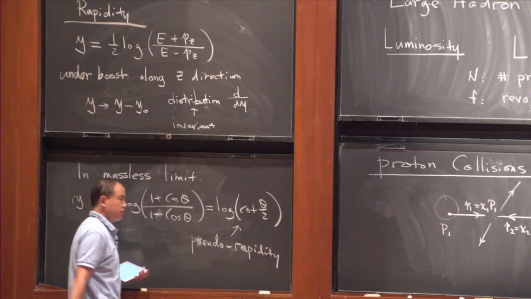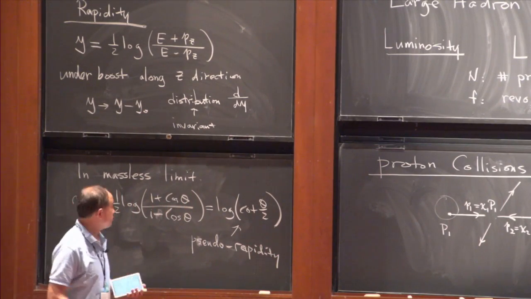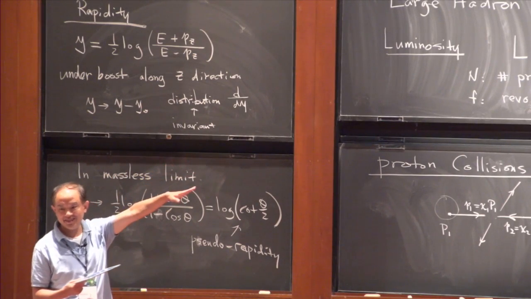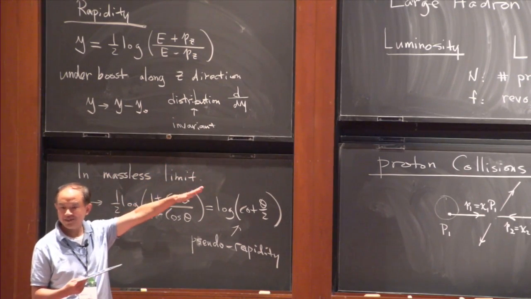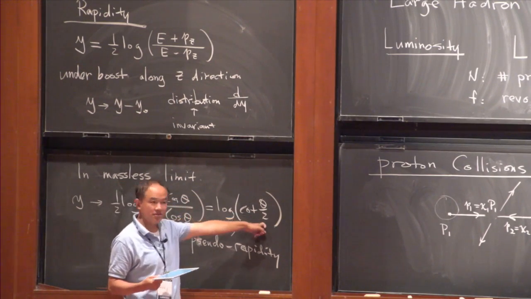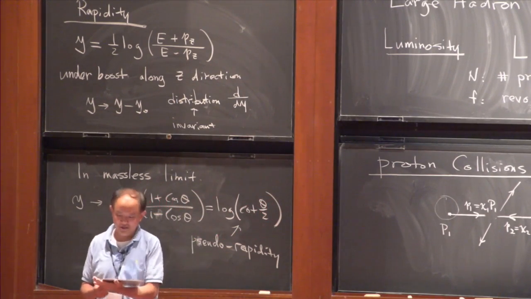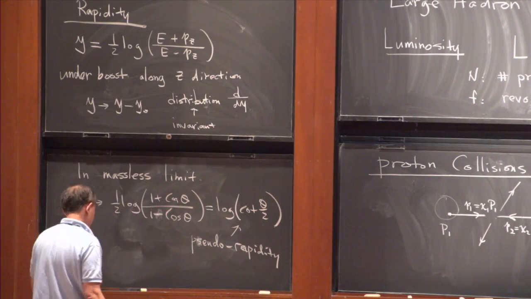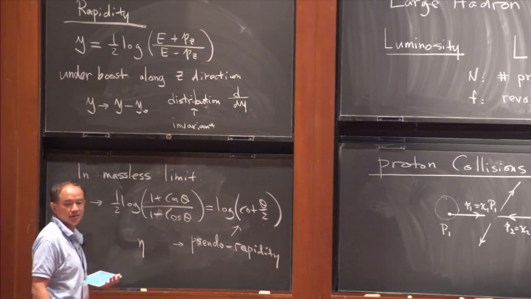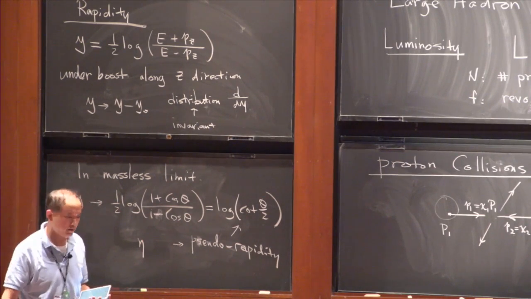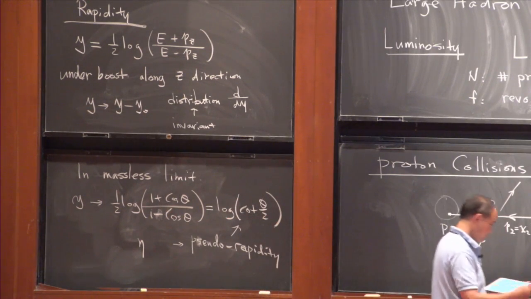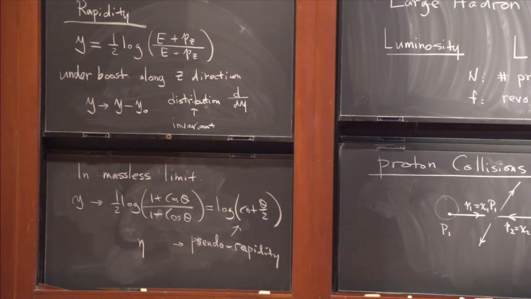And that's the one that's frequently quoted, because in order to use that, you need to measure the energy and the z momentum, which is many times impossible. But in order to do this, you just need to measure the angle. This is called eta, the pseudorapidity. Again, in the massless limit, this is just rapidity.